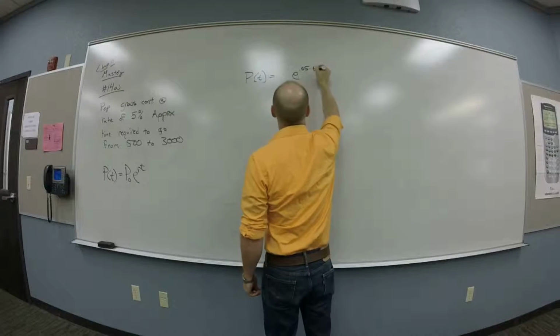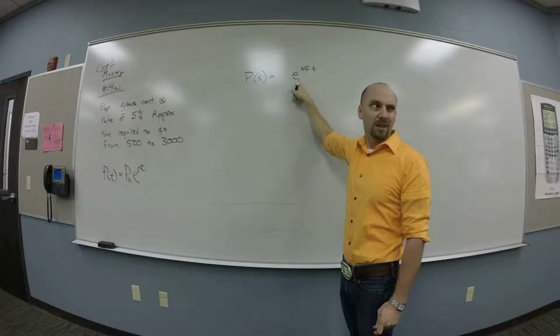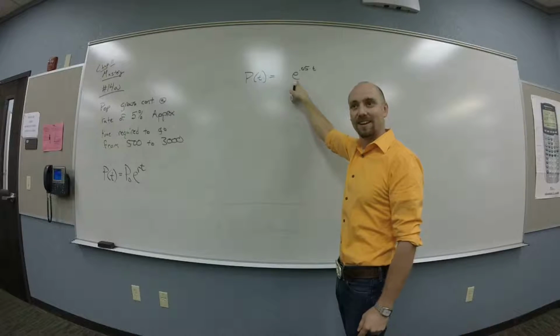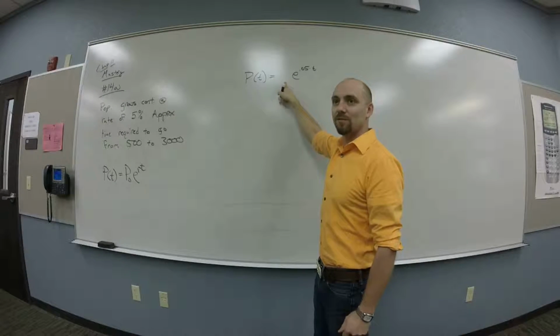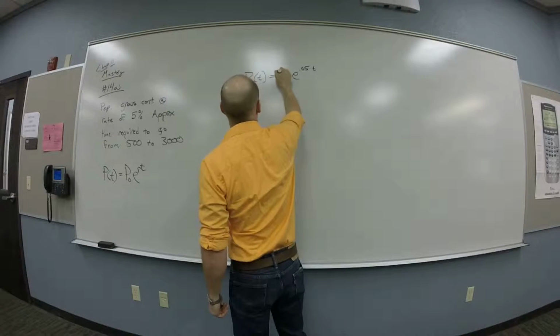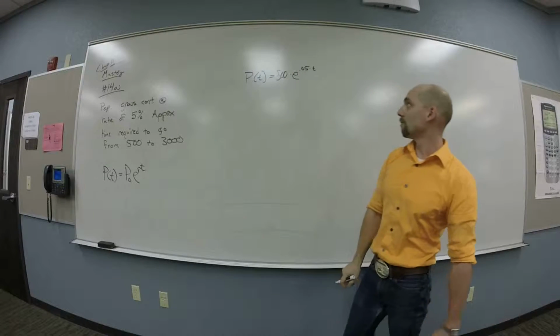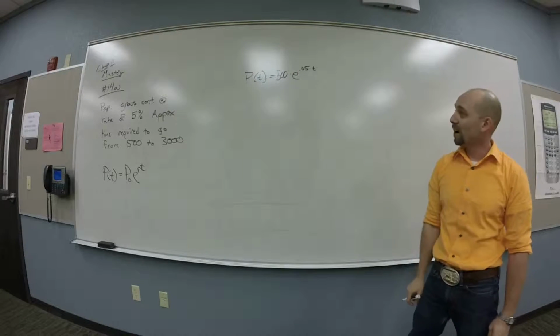Nothing? Oh, did I make a mistake? What goes in for e? E. It's a number, man. Leave it alone, right? Oh, you did. What goes in for P0? 500 seems reasonable. Okay, so I've got 500 times e to the 0.05 t.